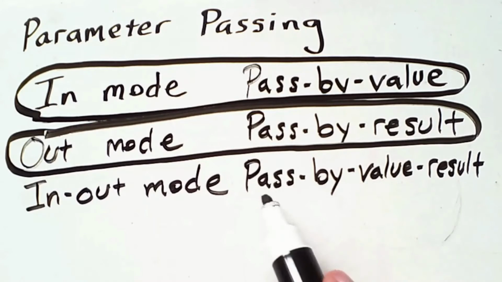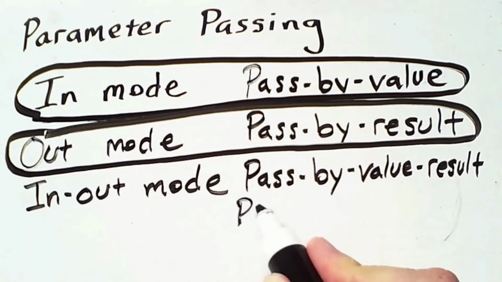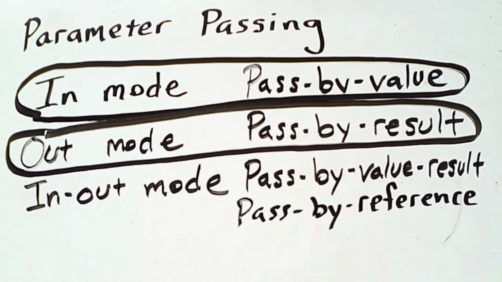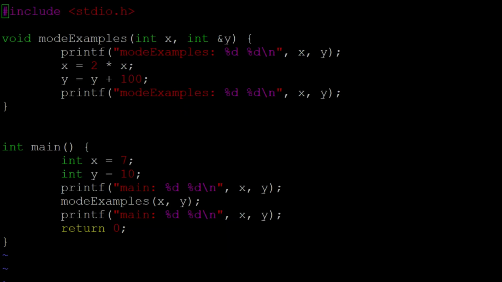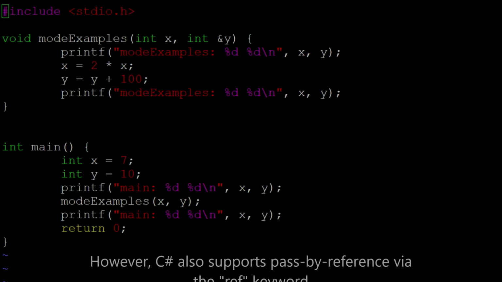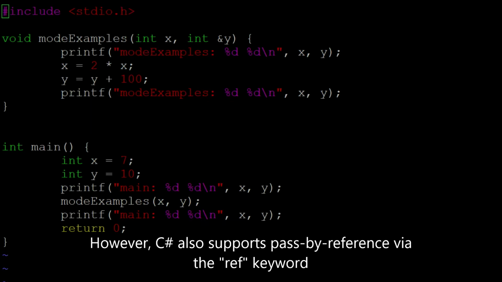However, this is not the only mode of in-out mode passing. The other very common one is pass-by-reference. A true example of pass-by-reference semantics can be seen in the C++ language. I make a small change to my function signature by putting an ampersand in front of a variable. And that means that that variable will be passed by reference rather than by value.